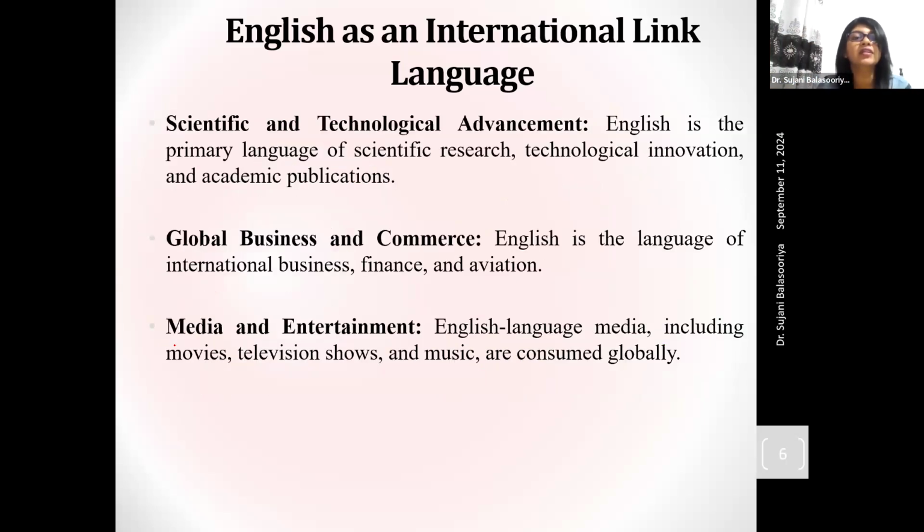Another factor, scientific and technological advancement. Yeah, so how do you understand this? Scientific and technological advancement in the sense, now, when people are innovating, right? When scientists are coming up with some innovations, discoveries, right?